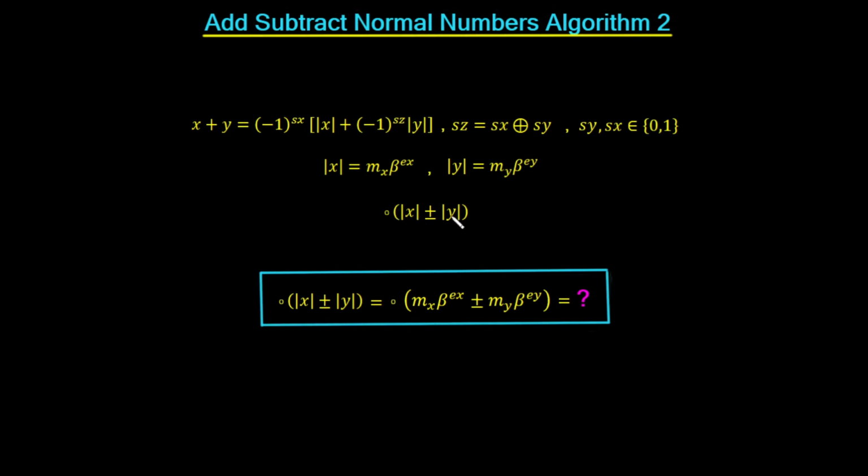So the question is, how do we add and subtract these numbers? Well, these numbers in the floating point representation are going to have a mantissa for x, the base, and the exponent for x. And again, a mantissa for y, the base, and the exponent for y. And we want to know how to do the addition and subtraction of this section here. That's what the rest of this video is about.